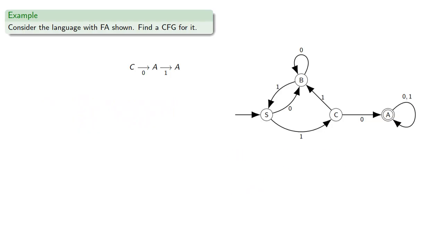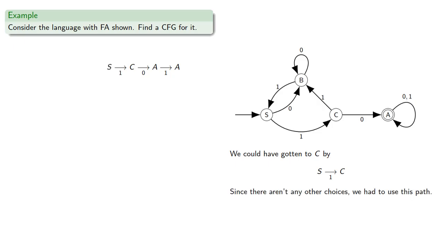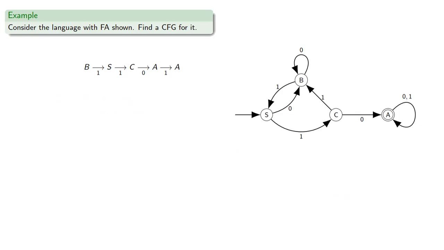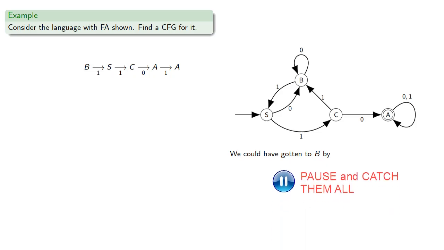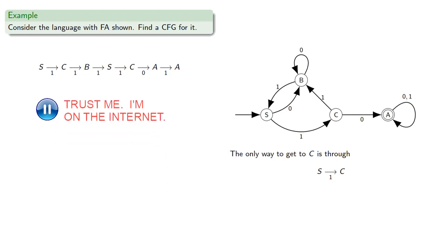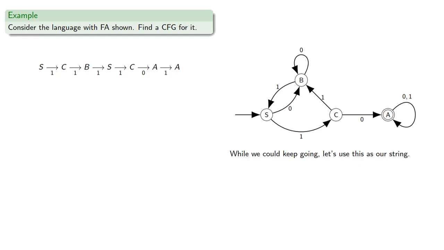So now we're at C. We could have gotten to C by, well, actually, there's only one path. We had to start at S and read a 1, and since there aren't any other choices, we had to use this path. So now, we could have gotten to S by starting there, but that's boring. So we could have gotten there from B reading a 1. Now we're at B, we could have gotten to B by... So again, we'll pick one. And the only way to get to C is again through S reading a 1. And while we could keep going, let's use this.